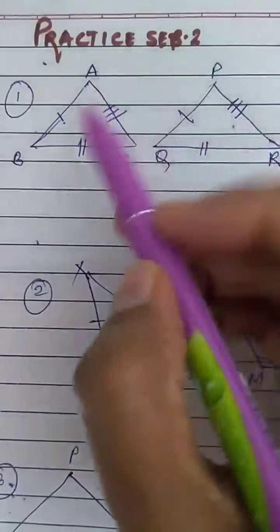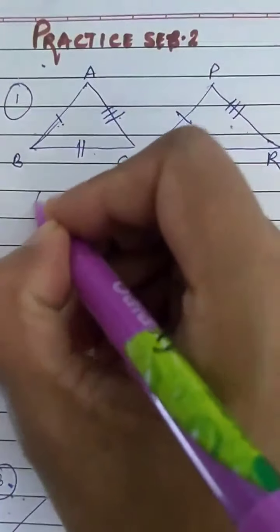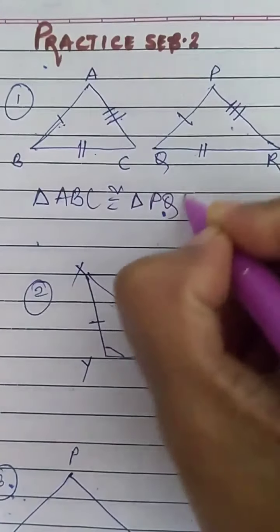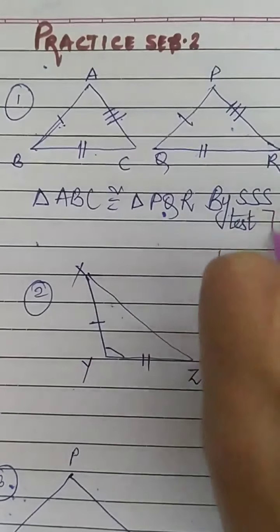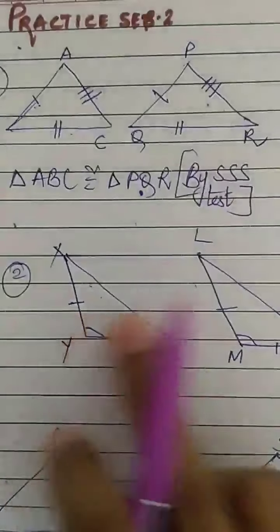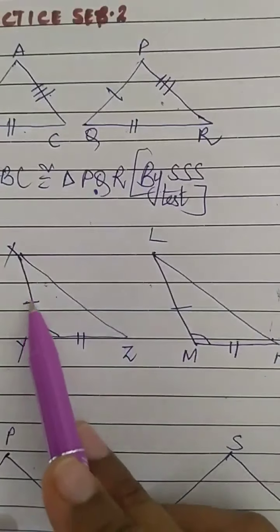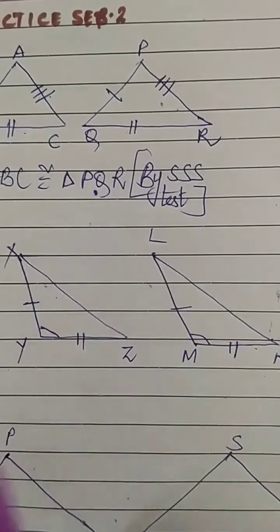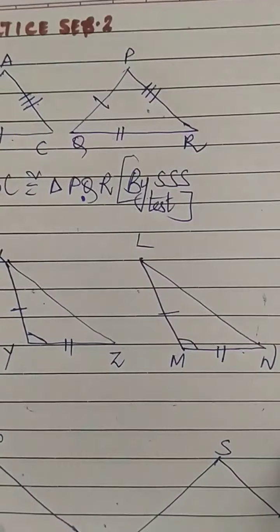In the first figure, as you can see, all three sides are congruent. So SSS test. So you will write triangle ABC congruent to triangle PQR by SSS test. This way you will complete all the sums. You have to draw the figure and write down the name of the test. In triangle XYZ and triangle LMN, which test is this? S. Then we have angle, then S. SAS test. So you will write triangle XYZ congruent to triangle LMN by SAS test.